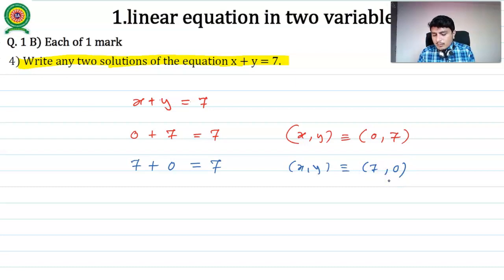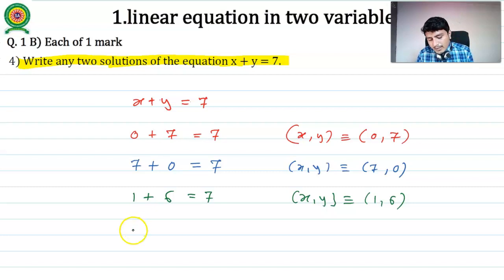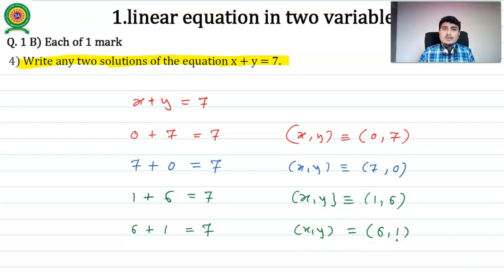Now consider that the value of x is 1. So 1 plus something gives us 7. Definitely, we know 1 plus 6 equals 7. So the value of x is 1 and the value of y is 6. So 1 comma 6 is a solution of the given linear equation in two variable. Now consider x is 6 and y is 1. 6 plus 1 is definitely 7. So the other solution is x comma y equals 6 comma 1.